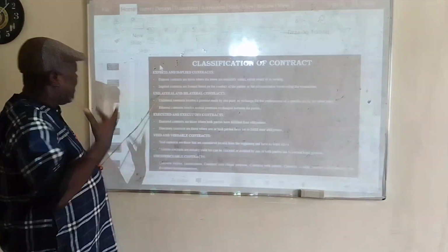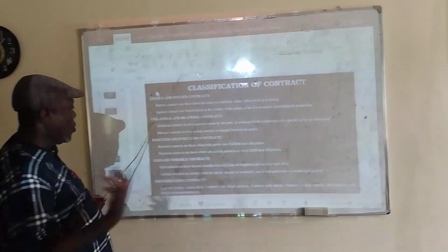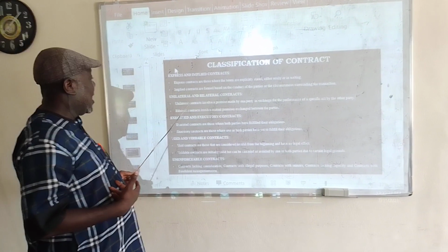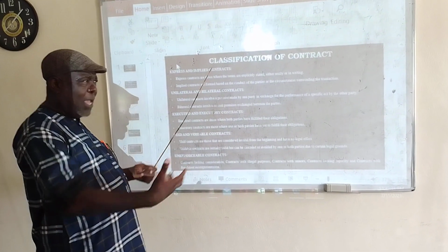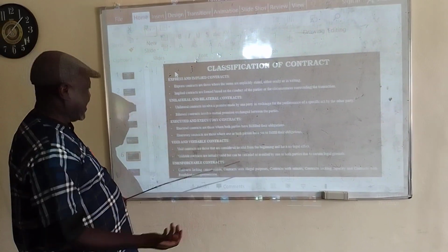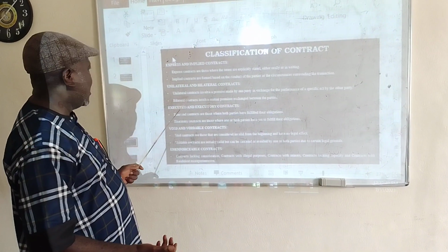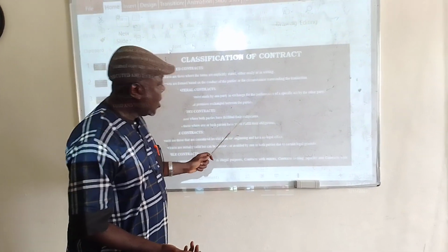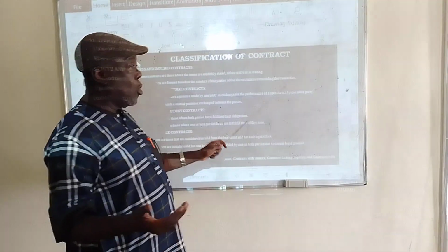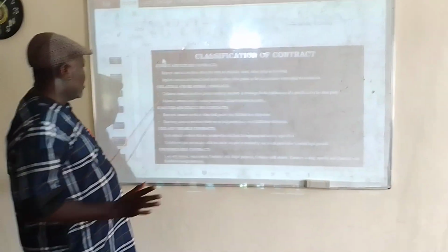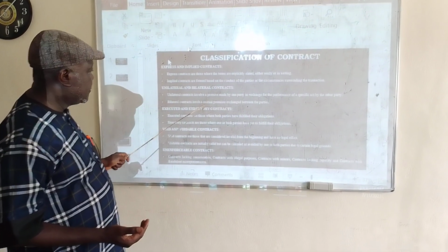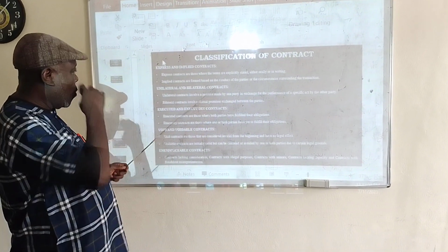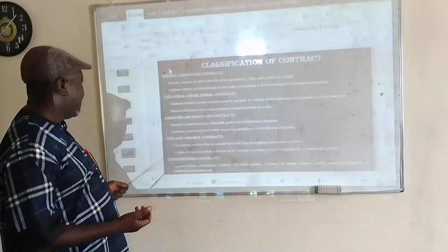Unilateral, from the word one person making a contract. As we've said, we'll look at the case of Carlill versus Carbolic Smoke Ball Company, unilateral, and then bilateral, when the contract involves other parties. Unilateral, as we've said, is a contract which involves a promise made by one party in exchange for the performance of a specific act by the other party. Bilateral contracts involve promises exchanged between the parties, normal promises that you exchange between parties.